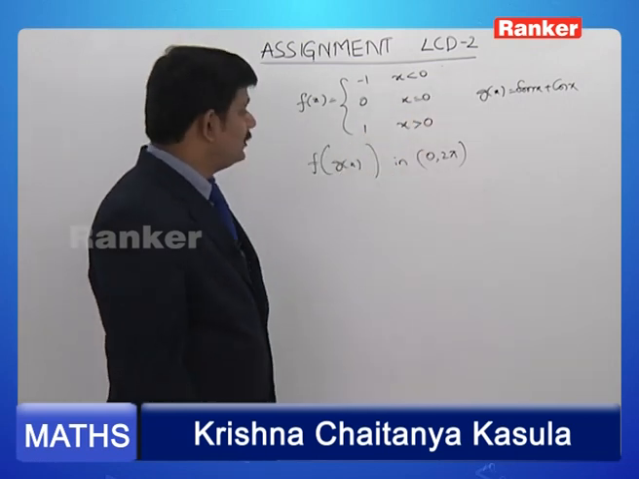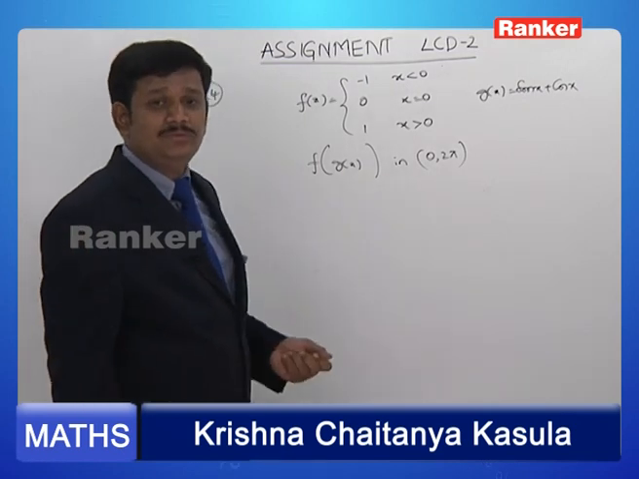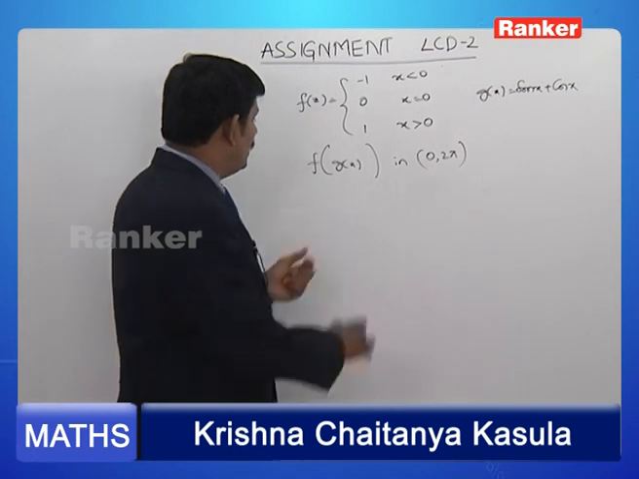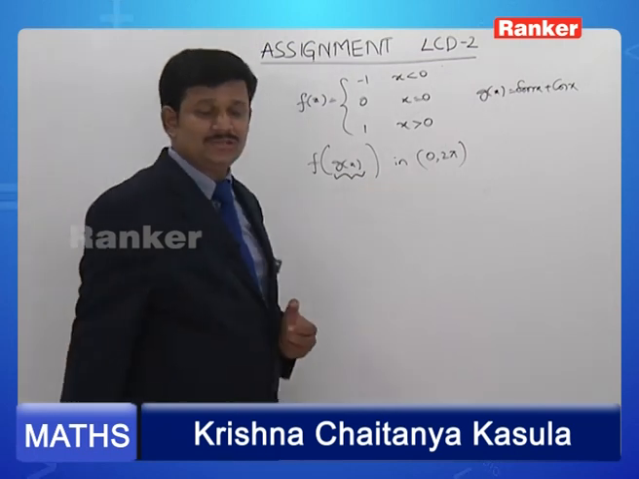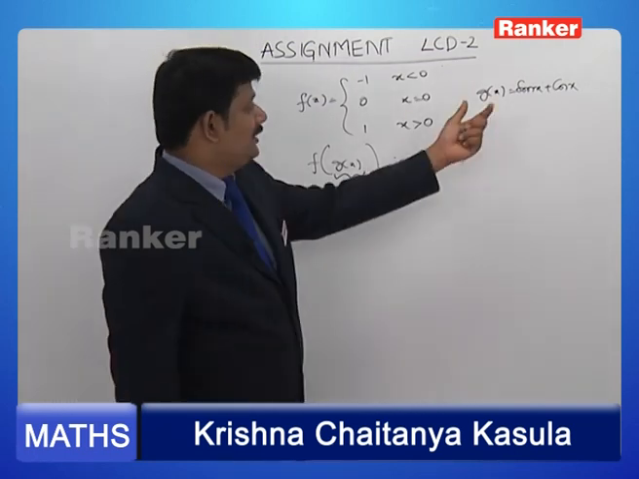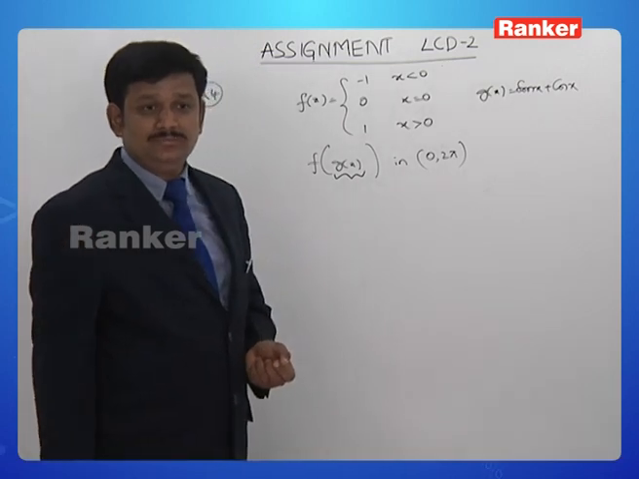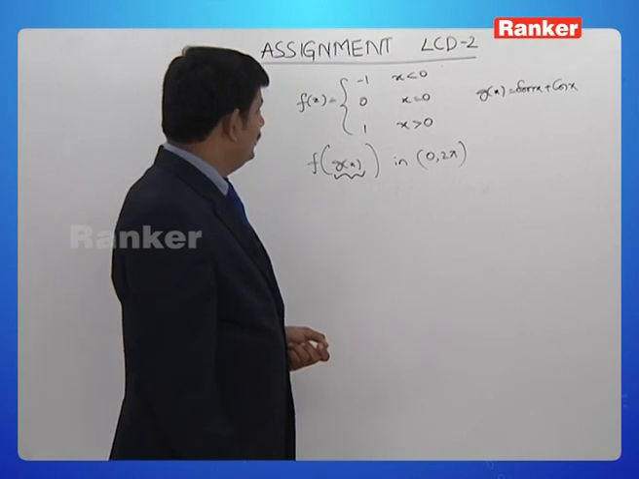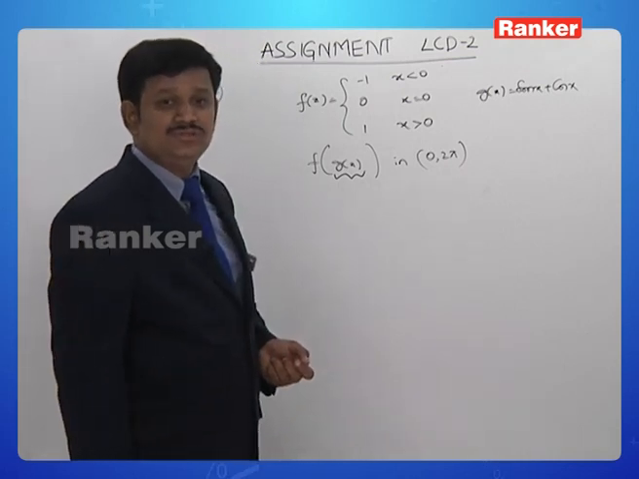That is, we need to know whether the number is positive, negative, or 0. So, in order to talk of f of g of x, I need to know when sin x plus cos x will be positive, when sin x plus cos x will be negative, and when sin x plus cos x will be 0.